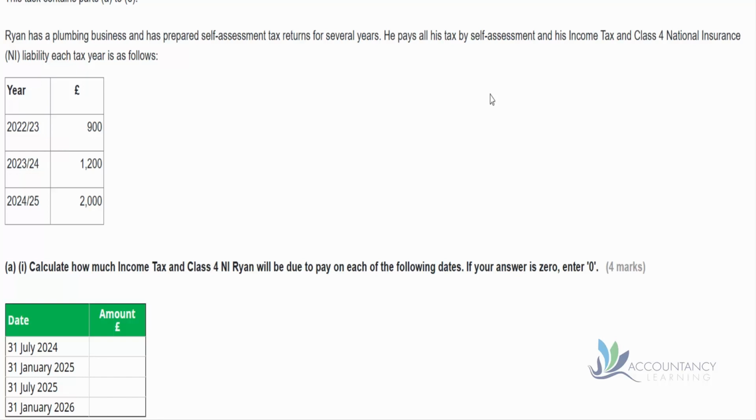He pays all his tax by self-assessment, and his income tax and class 4 national insurance liability each year is as follows. So we can see there are 3 tax years and 3 tax liabilities. And we can see at the bottom of the screen now, calculate how much income tax and class 4 national insurance Ryan will pay on each of the following dates. If your answer is 0, enter 0. So we have 31st of July 24, 31st of January 25, 31st of July 25, and 31st of January 26.